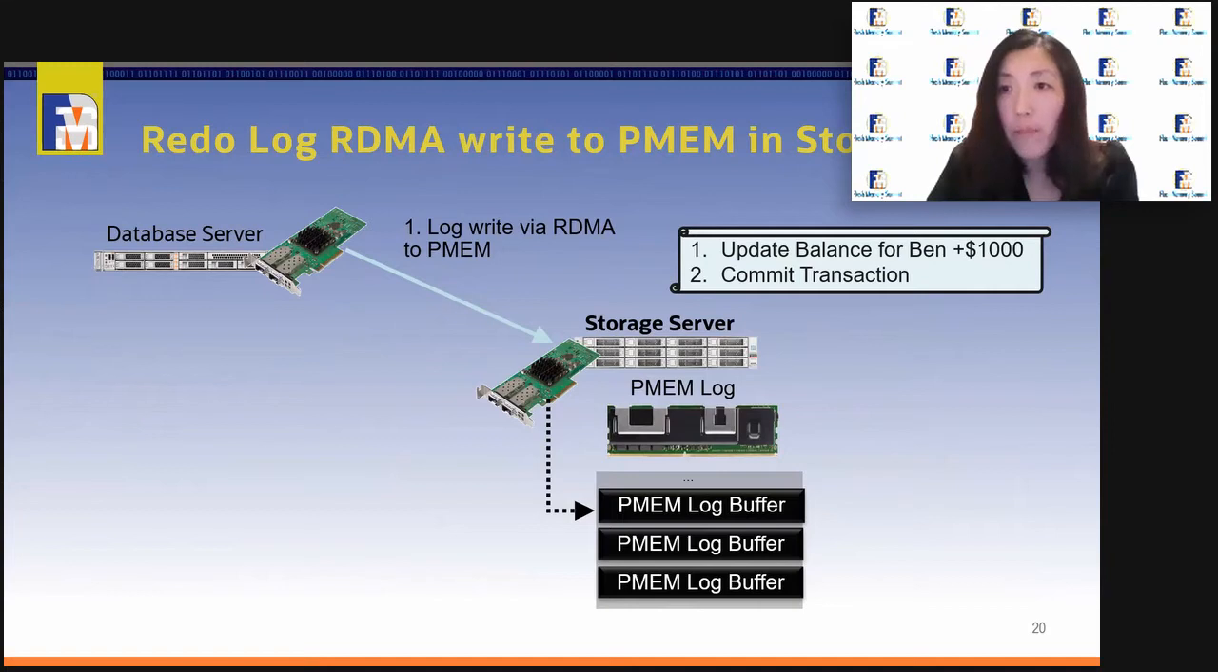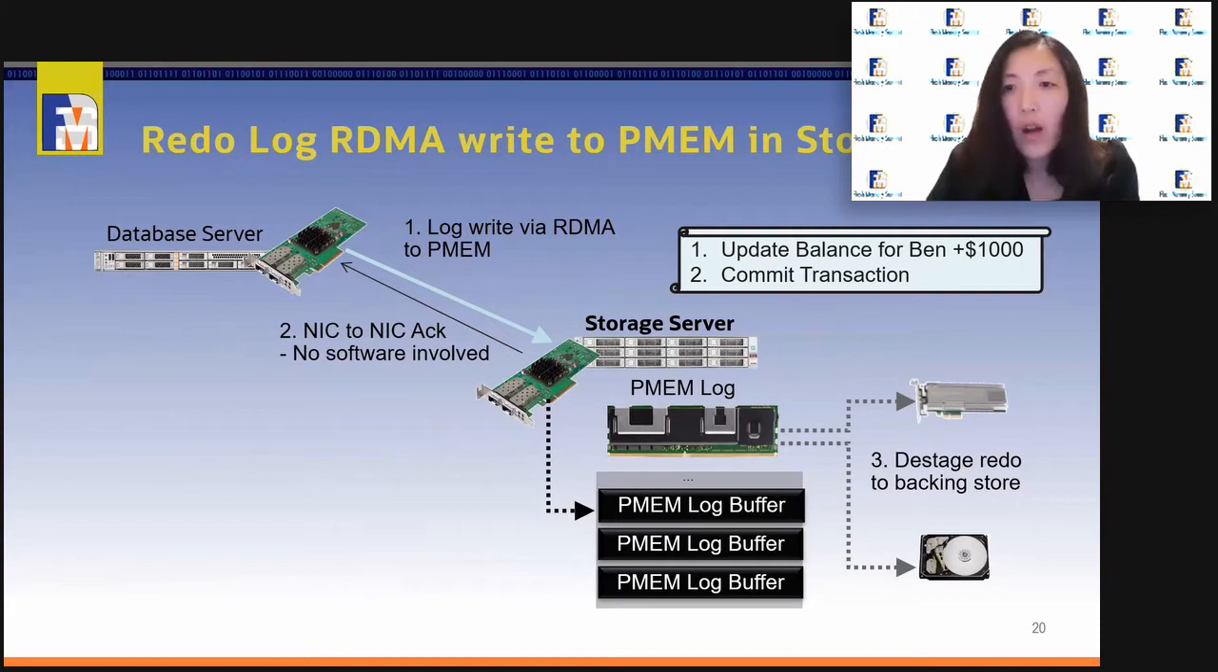And because persistent memory is persistent, that redo is considered to be committed right away. So we have a NIC-to-NIC ACK sent back to the database server as soon as the write to the PMEM has made it into an ADR safe domain, and there's no software handling involved here. So that's extremely low latency. And in the background, our software on the storage server will destage those redos from the PMEM log buffer to the backing store. This will allow the buffer to be freed up and reused for future redo writes.